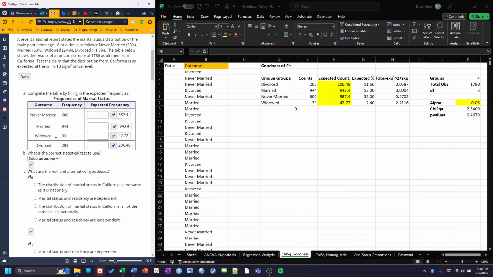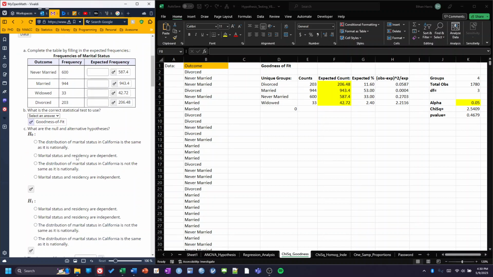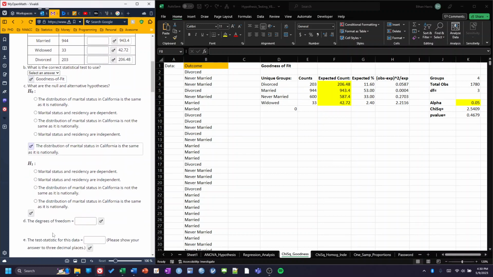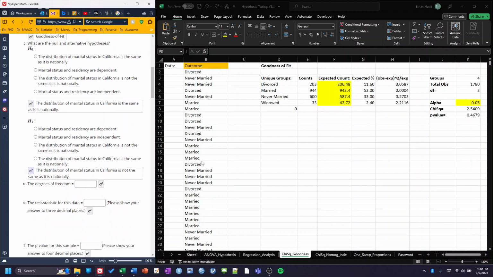The correct statistical test to use for this is going to be a chi-squared test, and specifically the chi-squared goodness of fit test. The null hypothesis is that the distribution is going to be the same for California as it is nationally. And the alternative is that it follows some other distribution. Our degrees of freedom are over here, and it's the number of groups minus 1. It's not the number of observations minus 1 like we did other times. It's the number of groups minus 1.